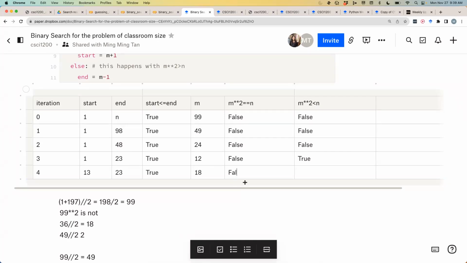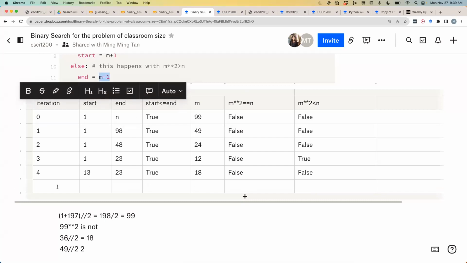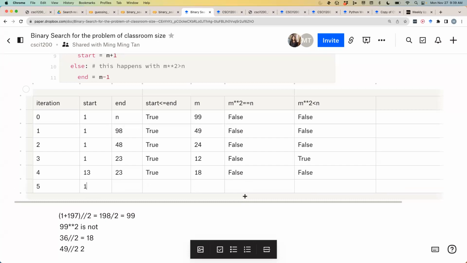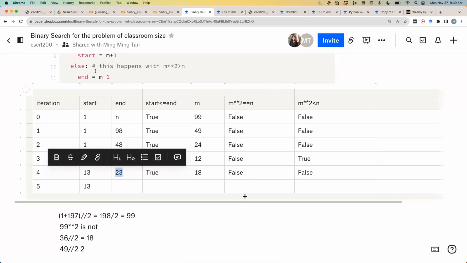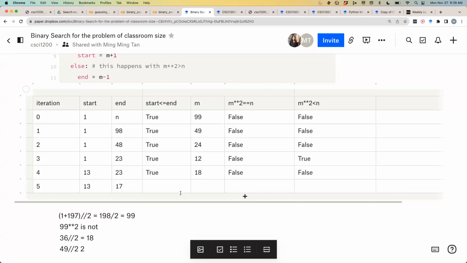Now, is m squared equal to n? False. Is m squared less than n? This is false. So now, if this is false, we are looking at n minus 1 here. In my next iteration, I start with the same start, but my n will move to n minus 1. So I take this 18 minus 1, it becomes 17. Is it still less? It's true, and you take the middle value again.